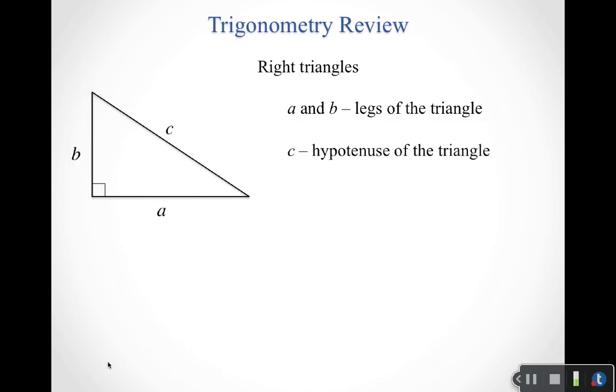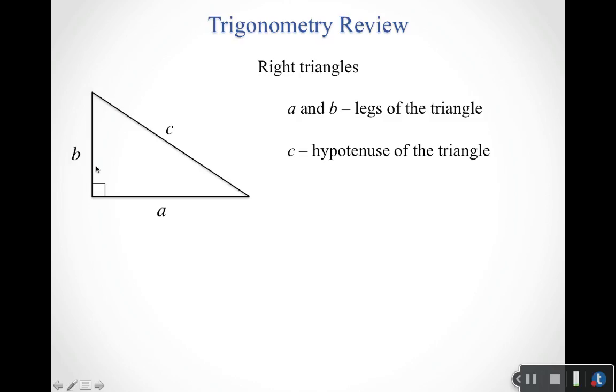So where we're headed in class is that we're going to start working with vectors. And before we start working with vectors, let's go back and review a little bit of trigonometry. So it's just some fundamental things from trigonometry that basically come with dealing with right triangles.